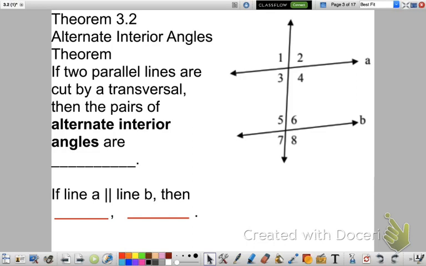The alternate interior angles theorem says that if we have two parallel lines that are cut by a transversal, then the pairs of alternate interior angles would also be congruent. Our alternate interior angles would be 3 and 6 and 4 and 5 in this graphic.